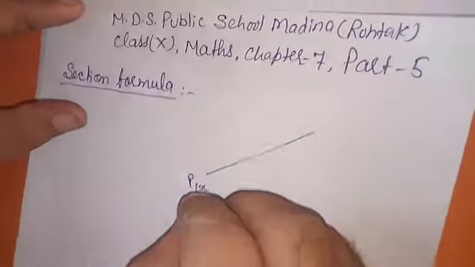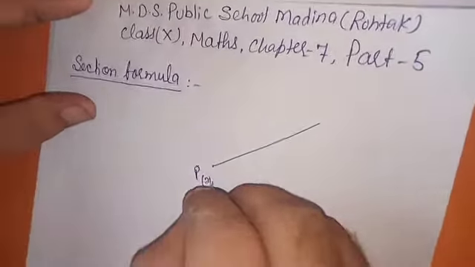x1, y1, and this is a point Q whose coordinates are x2 and y2, and this is a point R which divides this in the ratio m1 to m2. So the section formula tells how you can find the coordinates of this point. Let these be the coordinates of this point.